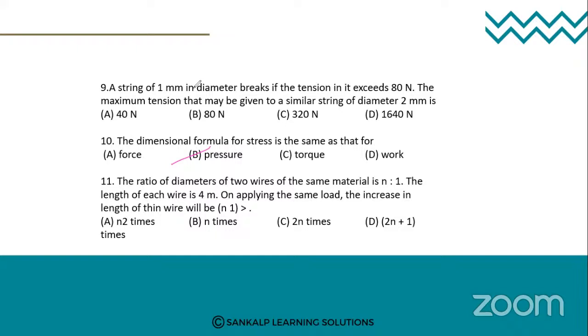Going for the question number 9, a string of 1 millimeter diameter breaks if the tension in it exceeds 80 Newton. So if the tension in it exceeds 80 Newton, it breaks. The maximum tension that can be given to a similar string of diameter 2 millimeter is. Yes. So when the diameter is 1 into 10 raised to minus 3, that is 1 millimeter, the force is 80 Newton. If the diameter is doubled, how much force or the tension can you give to the string? Yes, very simple answer.